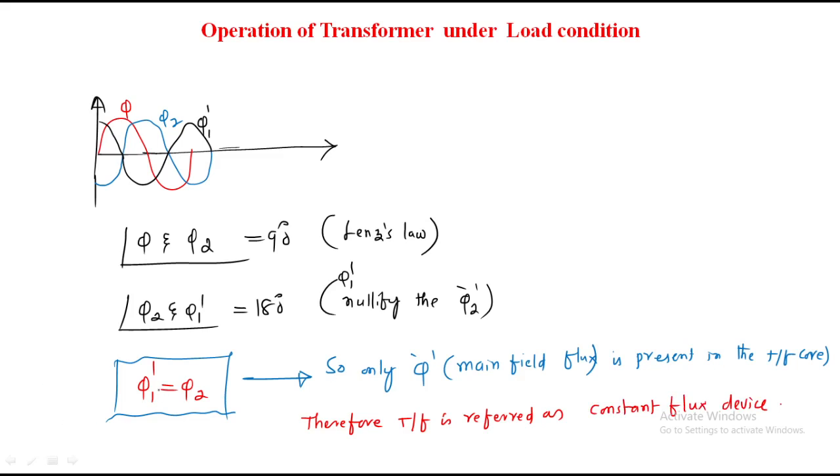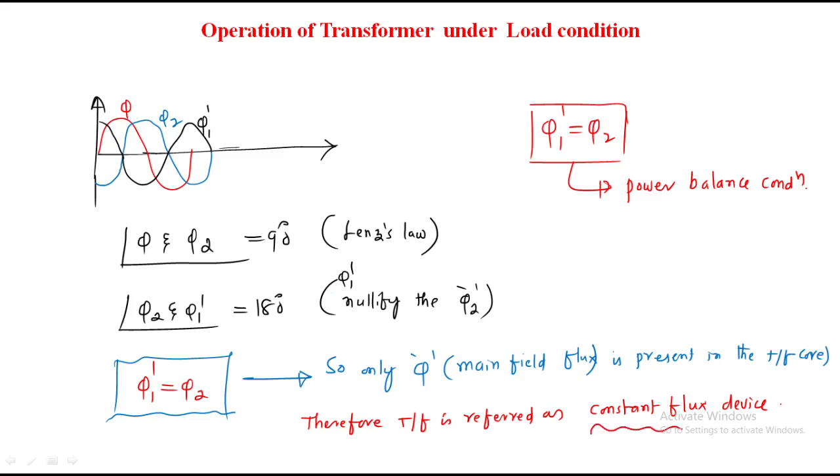And what is this condition? Phi 1 dash should be equal to phi 2, which is the power balance condition. Power balance condition. This is the pure justification of the transformer as a constant flux device. Okay, this is the best explanation of this concept.